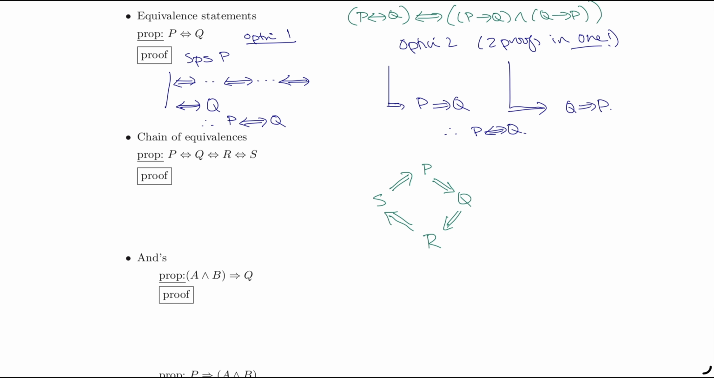So that's what we're going to do. We could rearrange them. We could do P implies R implies S, S implies Q, Q implies P. Any arrangement where we close the loop is what we would need. And so we see for this one, it's going to be, in this case, 4 proofs in one.